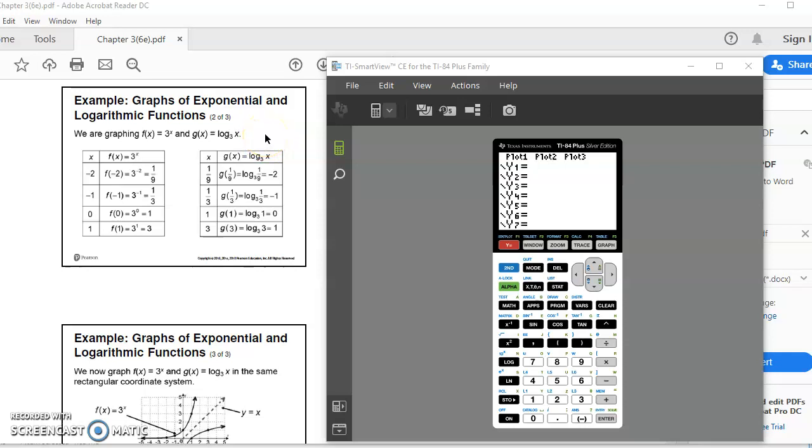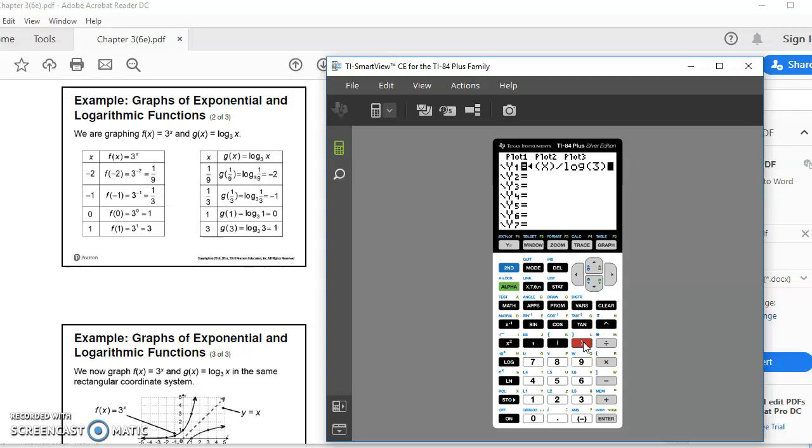The way I'm going to graph this is I'm going to use a change of base formula. I will show you that in another video, but just for this example, I go ahead and hit Y equals 2, and I plug in log of x, and I'm going to divide by log of the base, which is log base 3.